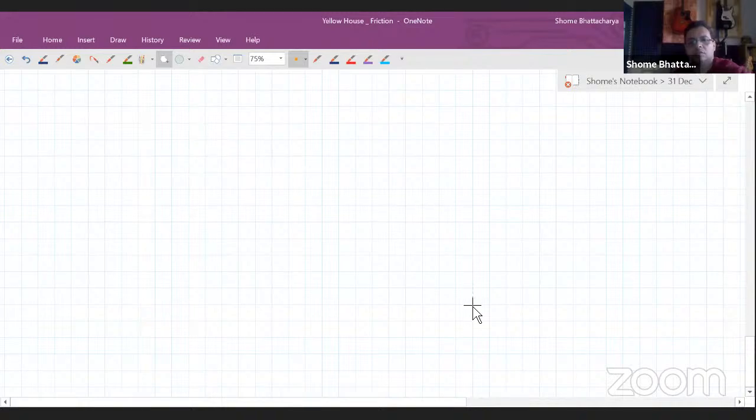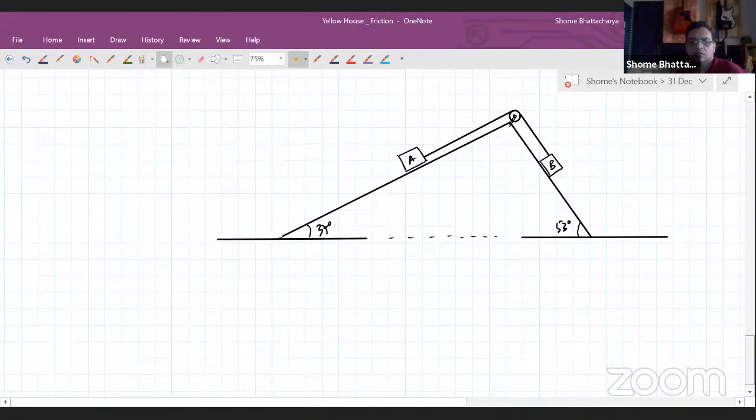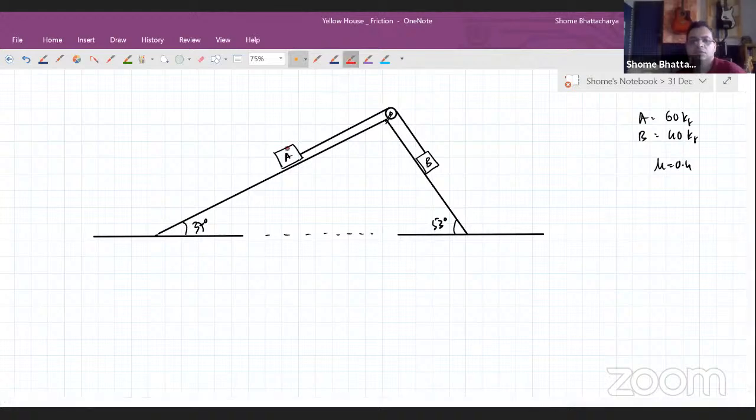So whether the fact that block A is heavier, okay, 60 kg, that will dominate, or the fact that this is on a steeper slope, that will dominate. Okay, so let's understand that. And coefficient of friction is 0.4 for both of them. So let's take the components of weight. So this is going to be this much.